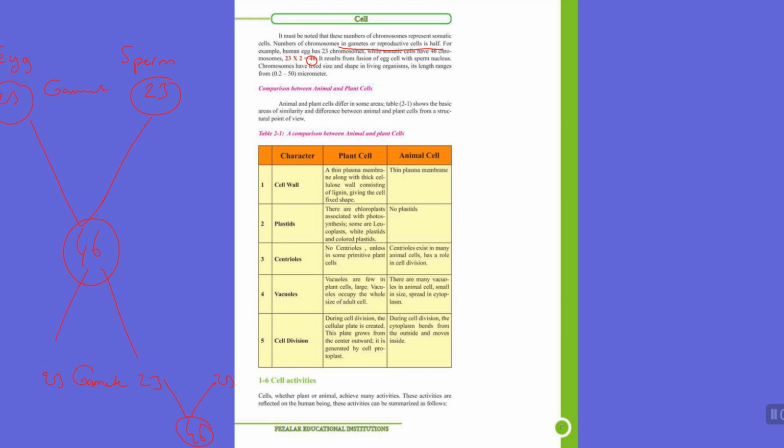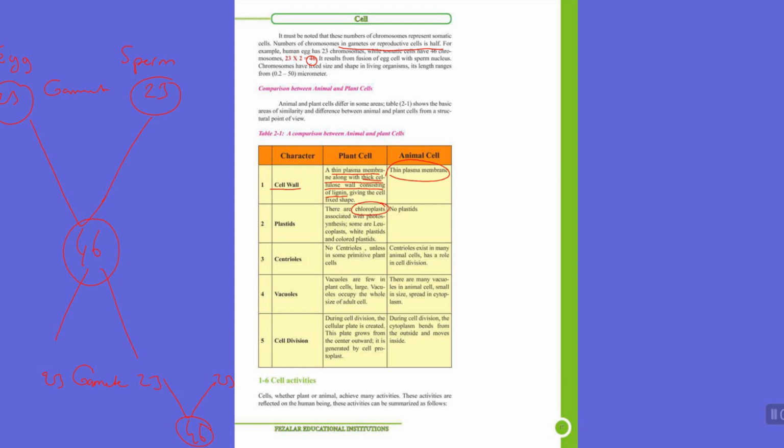Comparison between plant cell and animal cell. Cell wall: in addition to a thin plasma membrane, plants also have what? A thick cellulose wall. We remember the cell wall is made up of cellulose, and after impregnation with lignin it forms the secondary wall, but in an animal cell there's only a thin plasma membrane.